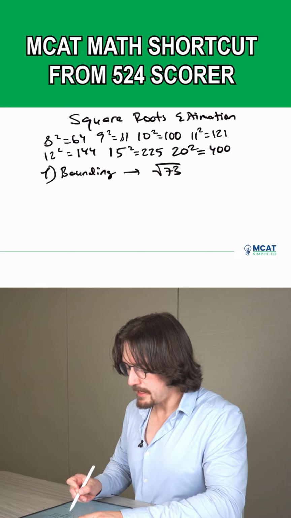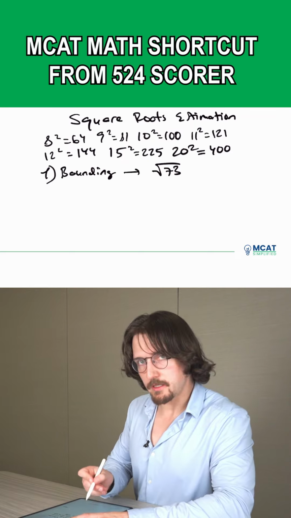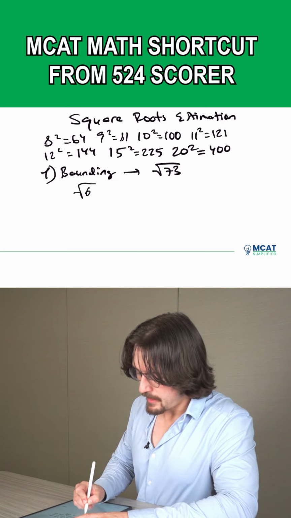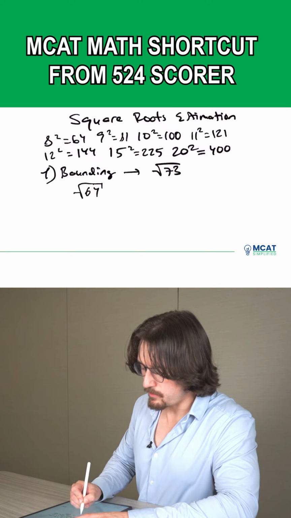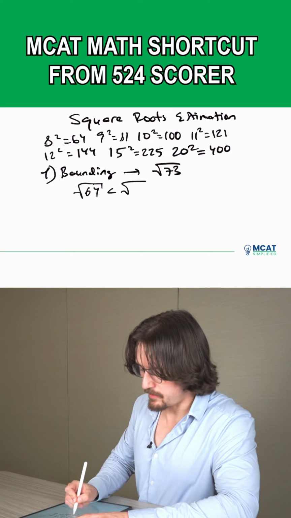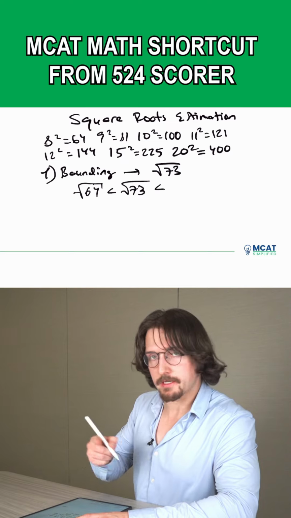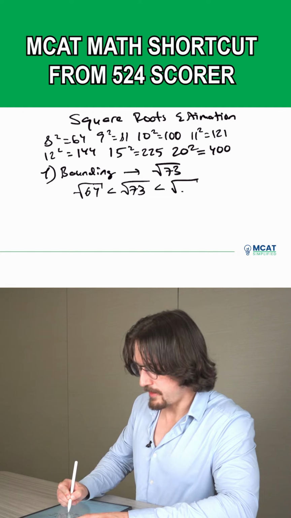Well, we notice that it is actually very close to two other perfect squares, which are specifically 64, the square root of 64, and the square root of 81. And we can actually say that since 64 is less than 73, then the square root of 64 has to be less than the square root of 73. And then also, since 73 is less than 81, then the square root of 73 has to be less than the square root of 81.